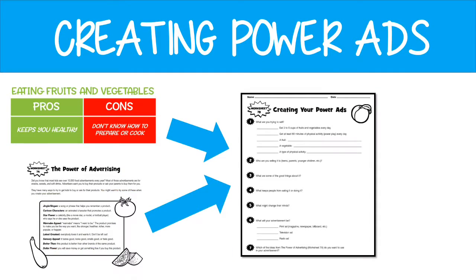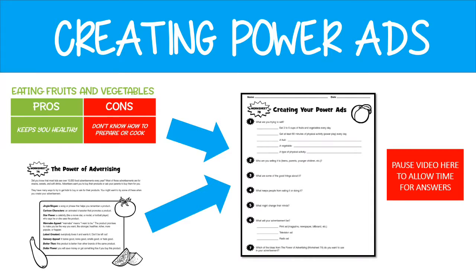Alright, let's get started. With your partner or in your groups, first come up with a pros and cons list for eating fruits and vegetables and being physically active. Using your lists and the Power of Advertising handout, complete the Creating Power Ads worksheet. Once you have finished, share your advertisement outline with the class. For an optional extra project, you can use your outline to actually make your advertisement, such as designing a magazine ad or making a YouTube video. Pause the video here to allow time for this activity.